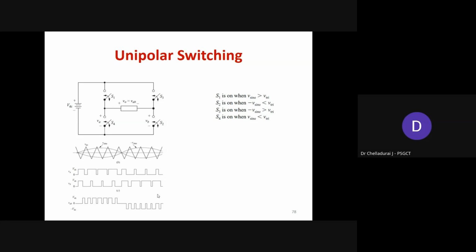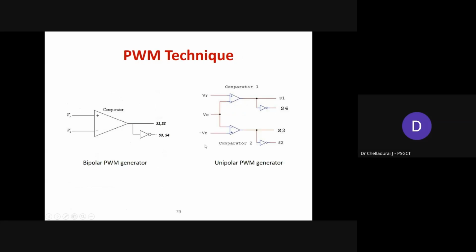But in the unipolar technique, we have to change the modulation. The same sine wave is compared with respect to the carrier, but we have to use 2 different sine waves. One is positive, and the other sine wave is 180 degrees out of phase with respect to the first one. So by comparing the positive sine wave with respect to the same carrier, 2 different output voltages are required.